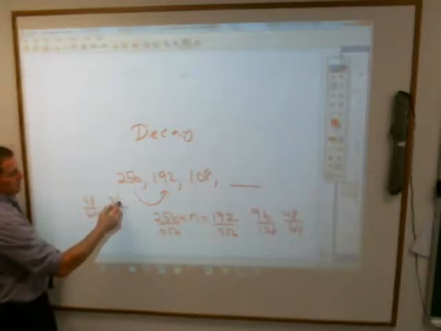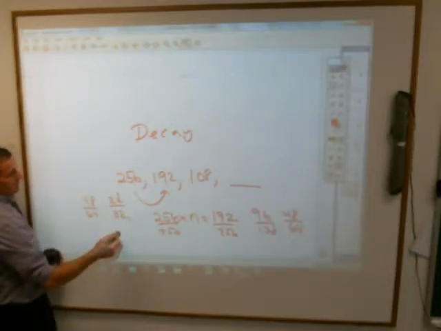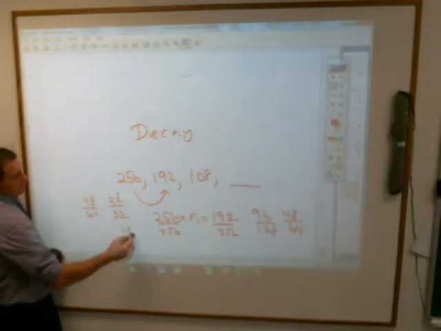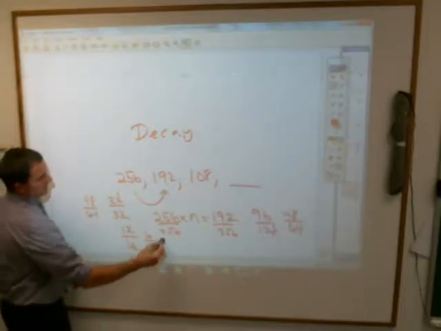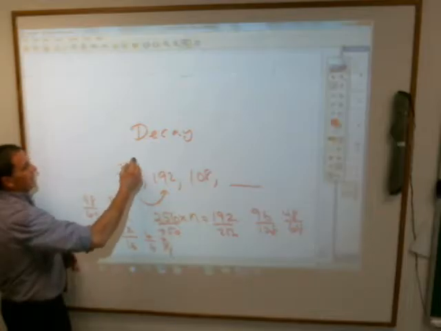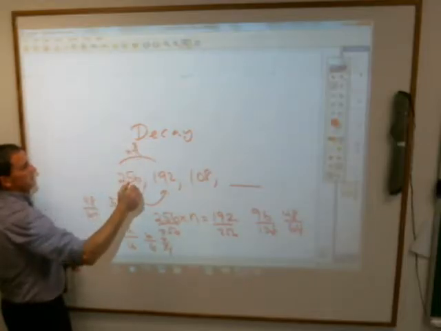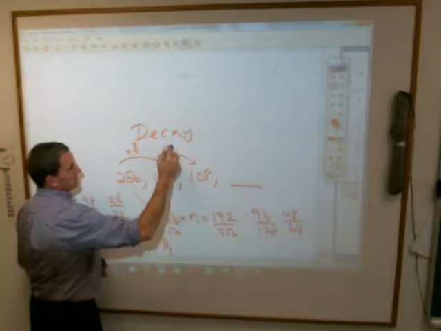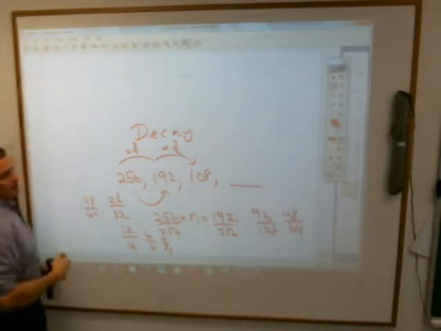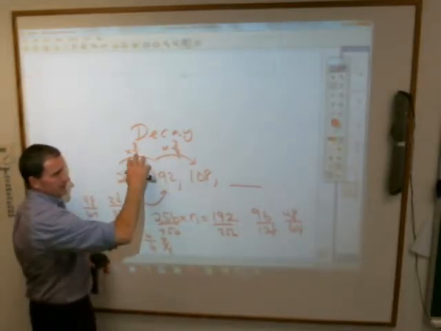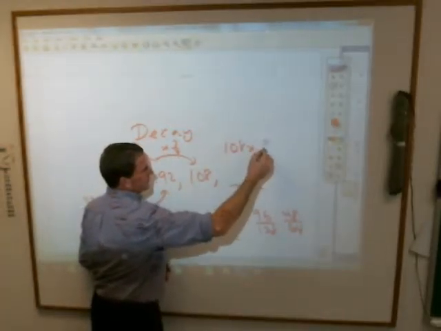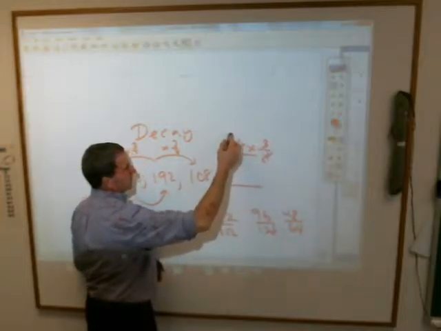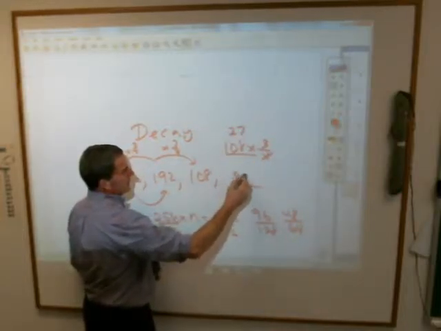Half of 64, Brooke? Half of 24, Brooke? Half of 32? Half of 12? Half of 16? Half of 6? Half of 8? Yeah, your common factor between all these is 3/4. If it's decaying, it is going down because you're multiplying by something that's less than 1. So what will my next one be? 108 times 3/4. 4 goes into that, what? 27 times is 81.